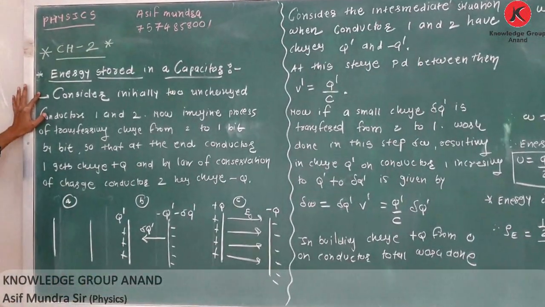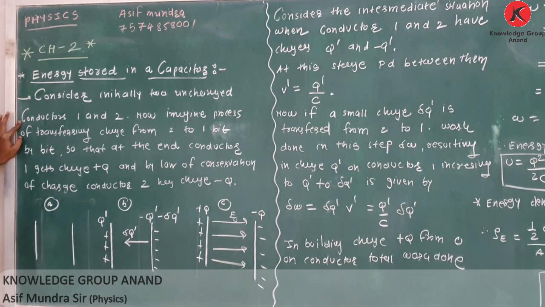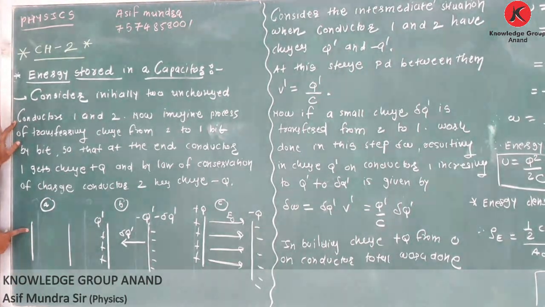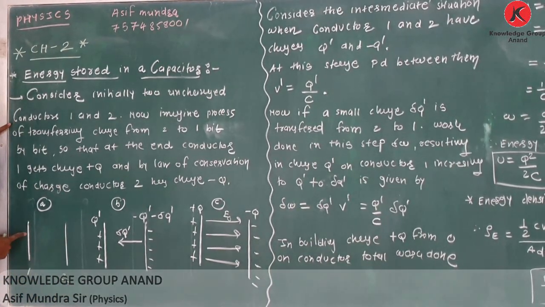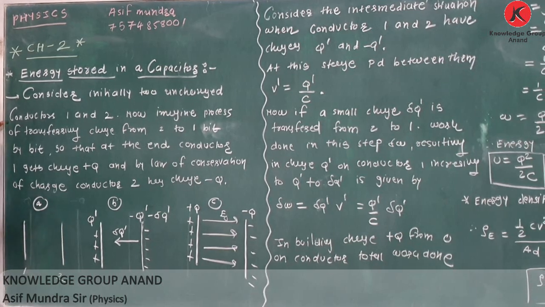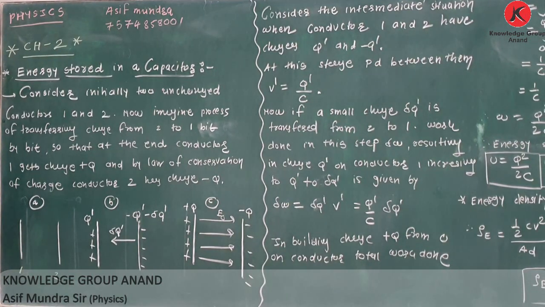Consider initially two uncharged conductors 1 and 2 as shown in this figure A. Conductors 1 and 2 are initially uncharged. Charge on this plate is 0, charge on this plate is 0. Now, what is the process? We will bring charge from conductor 2 to 1. From conductor 2, we will bring positive charge on plate 1. So this plate becomes positively charged gradually, and this plate will become negatively charged.